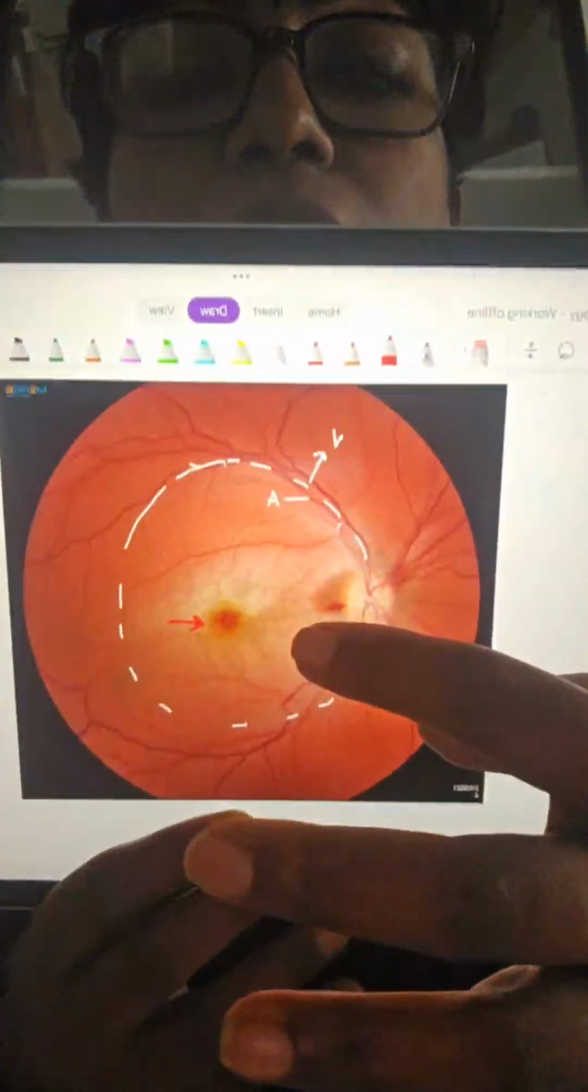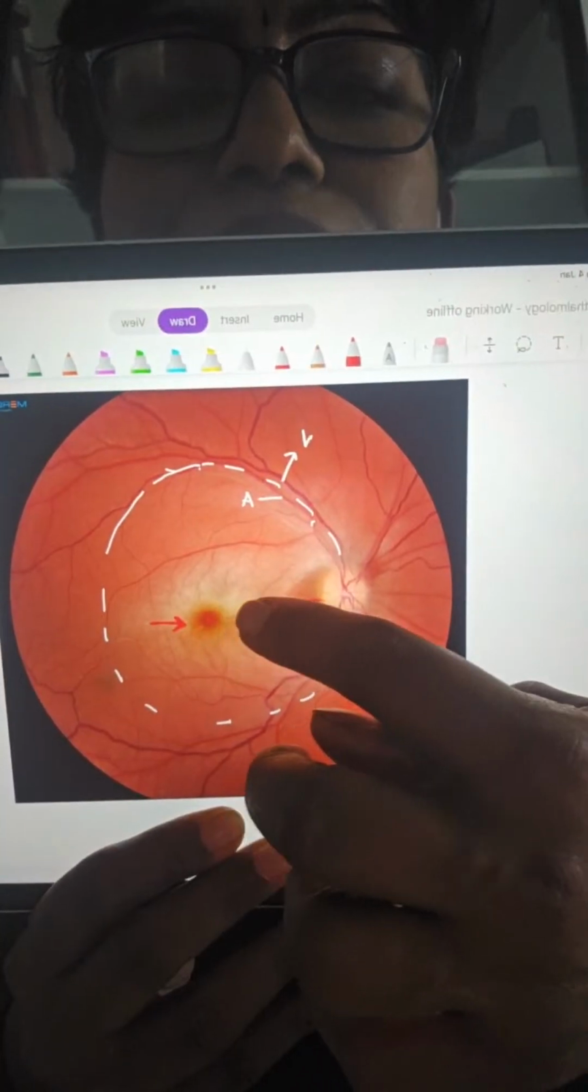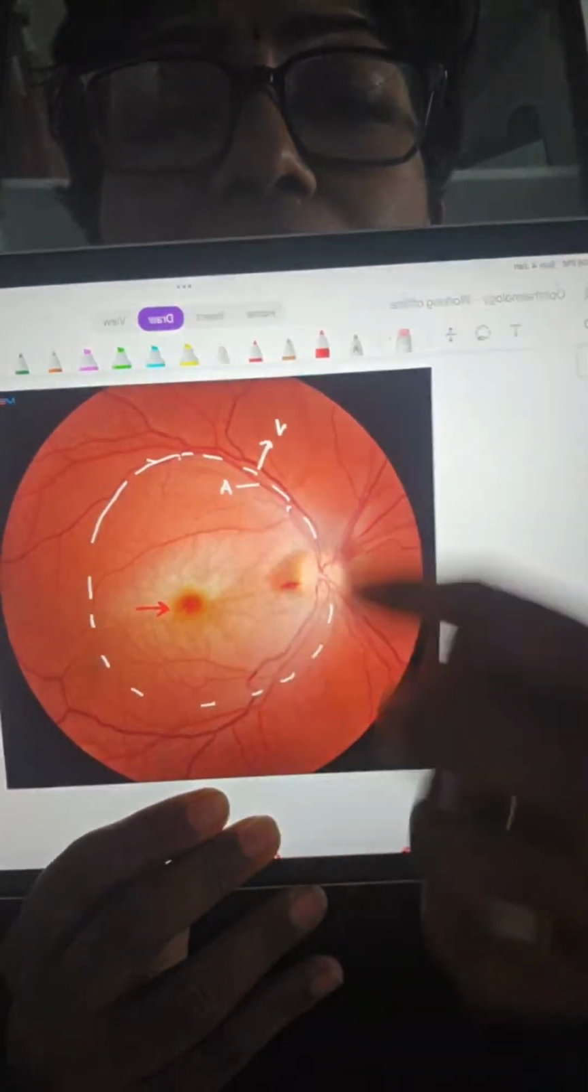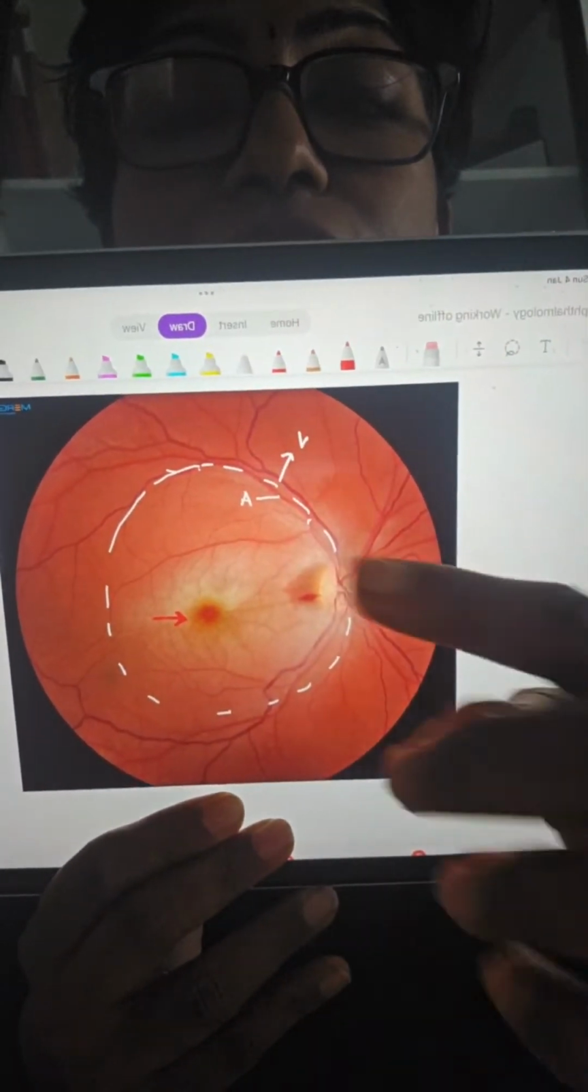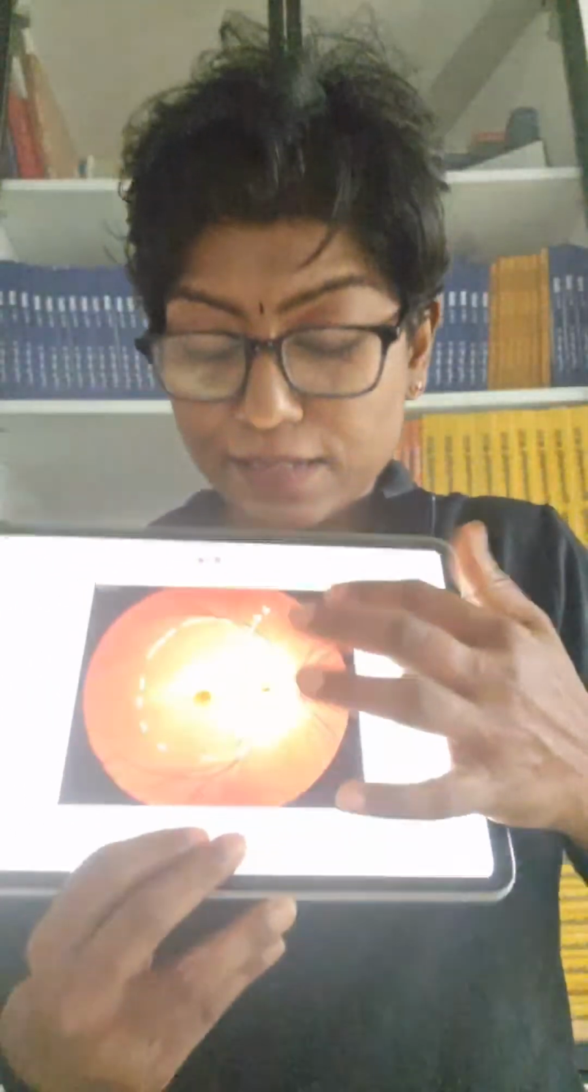Right. So here I call it CRAO, because of the whole clinical picture, because cherry red spot is seen in a lot of conditions. Why do I say it is CRAO?